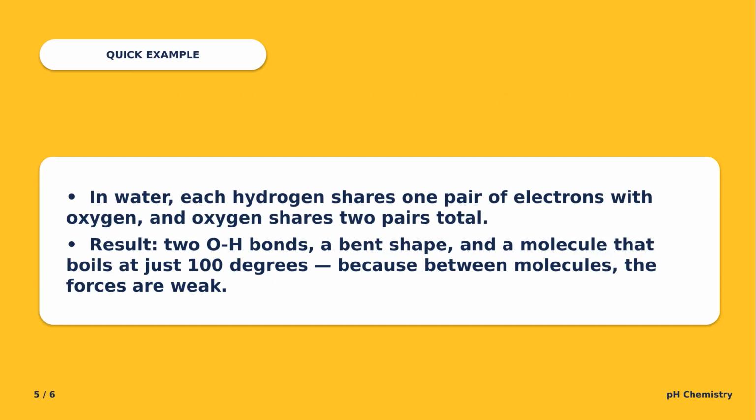Quick example, in water, each hydrogen shares one pair of electrons with oxygen, and oxygen shares two pairs total. The result? Two OH bonds, a bent shape, and a molecule that boils at just 100 degrees, because between molecules the forces are weak.